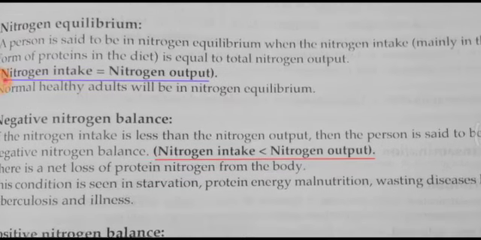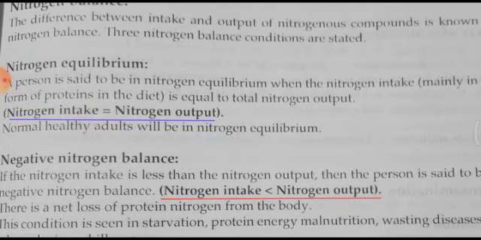So let us start with nitrogen equilibrium. A person is said to be in nitrogen equilibrium when the nitrogen intake, mainly in form of proteins in the diet, is equal to the total nitrogen output. You can see the nitrogen intake underlined in blue color on the left side, equal to the nitrogen output. If you take 100 grams of nitrogen containing diet, and the output of nitrogen from the body in various forms is also about 100 grams, then it is called nitrogen equilibrium. Normal healthy adults will be in nitrogen equilibrium.